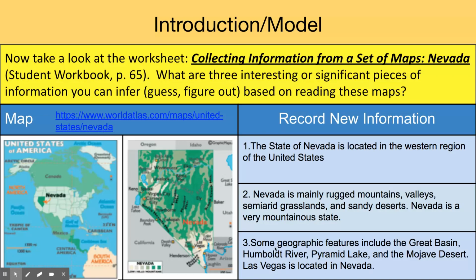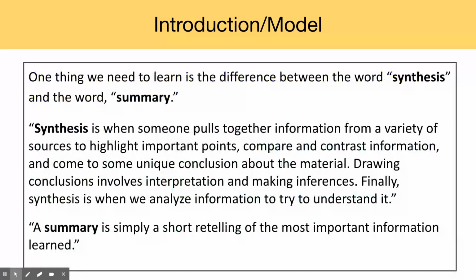And finally, some geographic features that we certainly can notice in the map on the right include the Great Basin, the Humboldt River, Pyramid Lake, and the Mojave Desert. Las Vegas is also located in Nevada. These are some key summarizing facts, or takeaways, that we can infer based on looking at these maps.